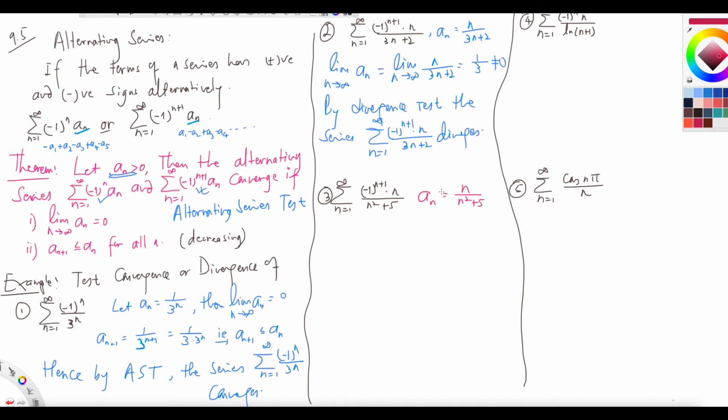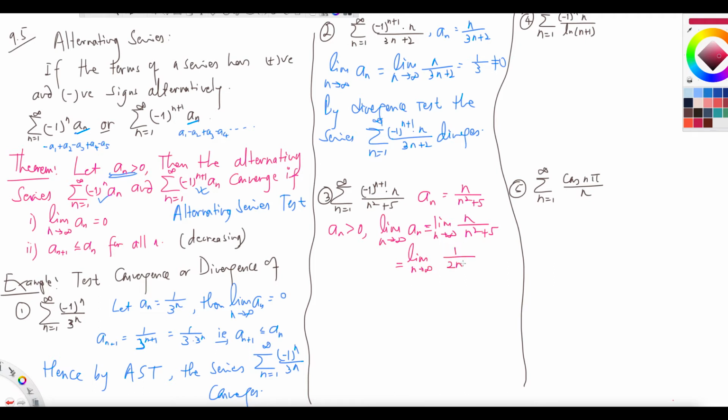What do you think? Is this series positive? Yes. So a_n is positive, right? Next is the limit as n tends to infinity of a_n, how much? The limit as n tends to infinity of n over n squared plus 5. You see that? Now if you take the limit here, you will get infinity over infinity. So we can apply L'Hopital's rule. So you can write the limit, find the derivative of the numerator separately and the derivative of the denominator separately.